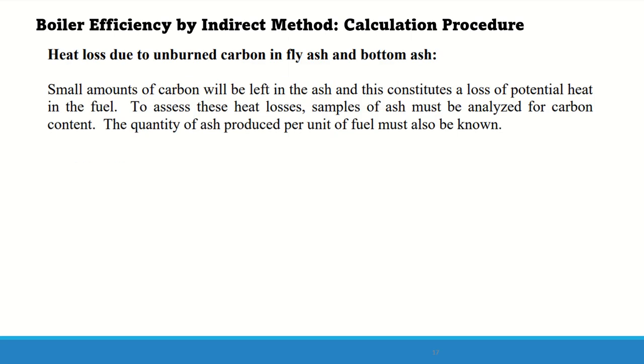And heat loss due to unburned carbon. This is applicable only for solid fuel boilers. A small amount of carbon will be left in the ash, and this constitutes a loss of potential heat in the fuel. To assess these heat losses, a sample of ash must be analyzed for carbon content. The quantity of ash produced per unit of fuel must also be known.